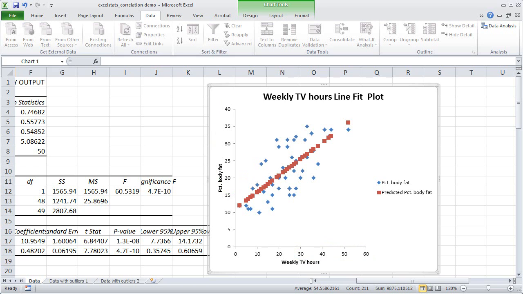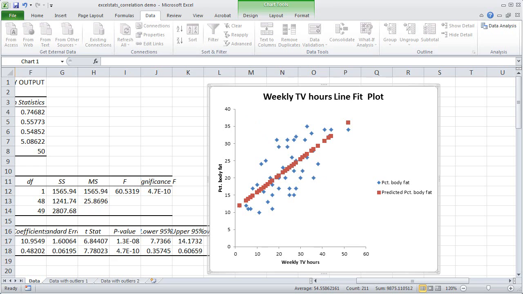Now with different data, this line could look different. It could, for example, start high on the left and trend downward as you move from left to right. That would indicate a negative relationship between whatever's on the x-axis, the horizontal axis, and whatever's on the y-axis. In other words, if such a line represented the relationship between weekly TV hours and percentage of body fat, it would be telling you that the more television you watch in a given week, the lower your percentage of body fat is. We would call that a negative relationship. As one goes up, the other goes down.